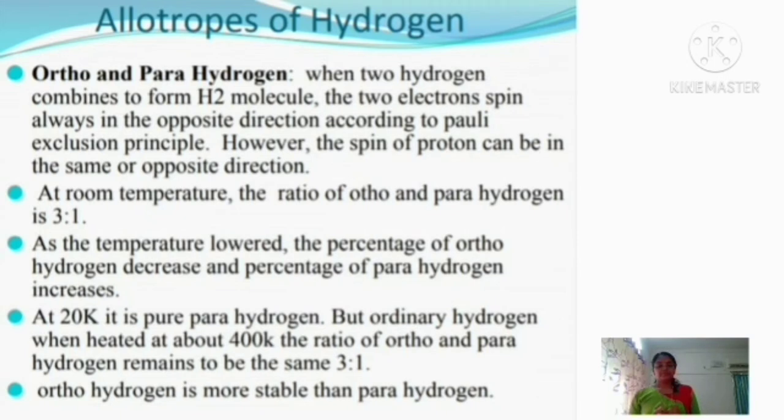When we look at the chemical properties, they are similar. Ortho and parahydrogen have the same chemical properties, but physically they have some differences, in the boiling point, specific heat, thermal conductivity, etc. Due to the difference in nuclear spin, both have different internal energies.